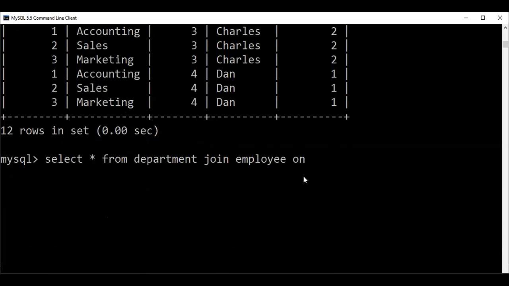Okay, department join employee, on. You need to utilize this on. After the department, you can write department dot. Under department it is not D number. You can see under department, what is the attribute name? It is department underscore ID. So I can write here department underscore ID, and this must be the same as employee dot department underscore number.